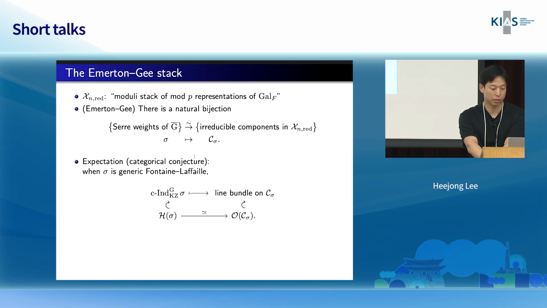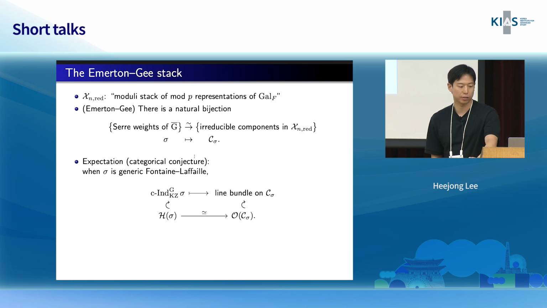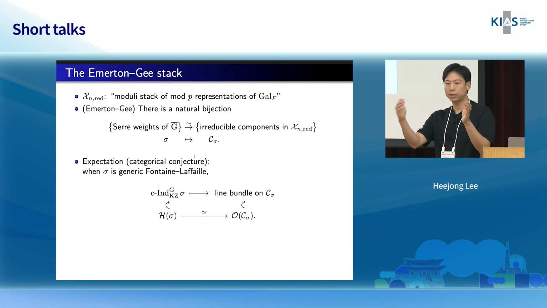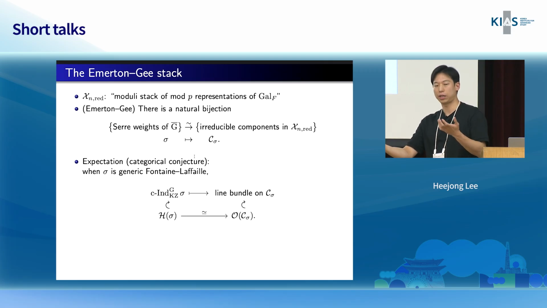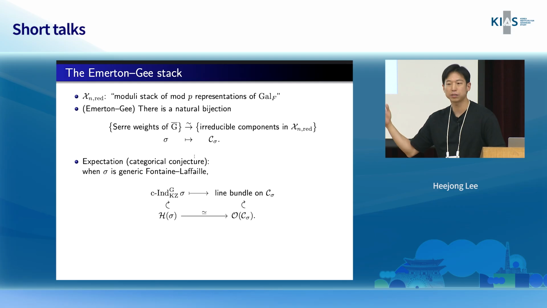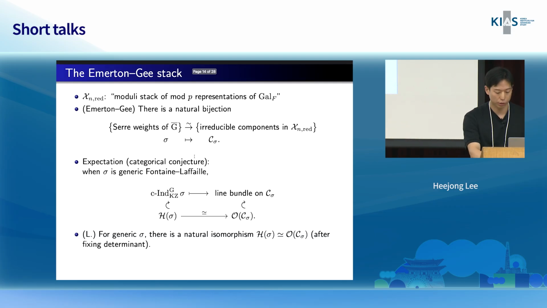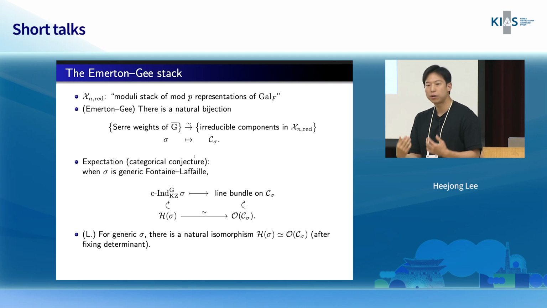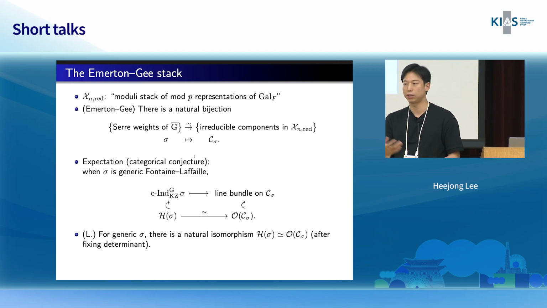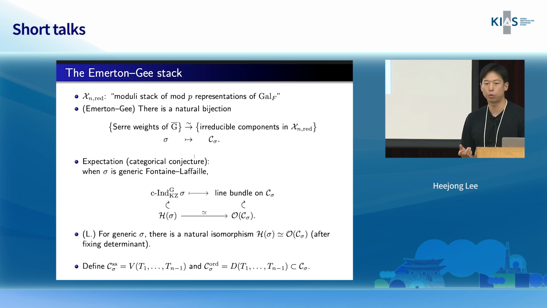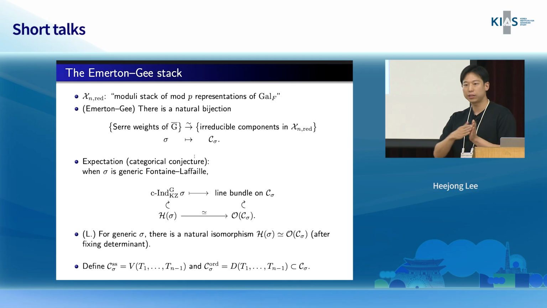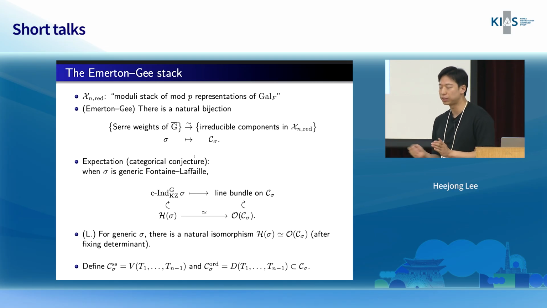The categorical conjecture would imply that under some condition on sigma, the compact induction of sigma should correspond to a line bundle on this irreducible component. And that also suggests that their endomorphism rings, namely this Hecke algebra and this ring of global functions, are isomorphic. And this was proven in my earlier work. And this result is what allows us to reinterpret Hecke operators from a Galois theoretic perspective. So we can define the supersingular locus and ordinary locus in this C sigma as the vanishing locus of these Hecke operators and also the non-vanishing locus of these Hecke operators.